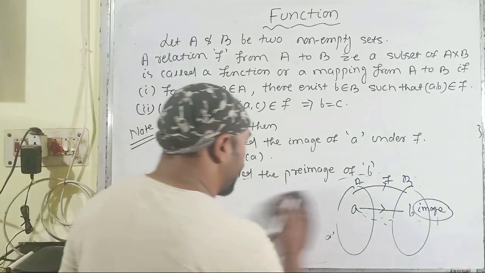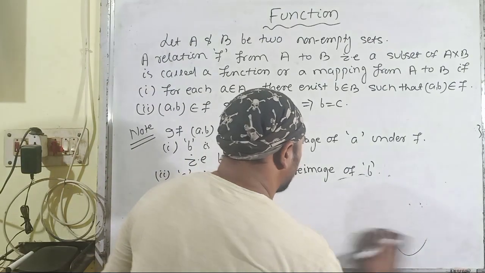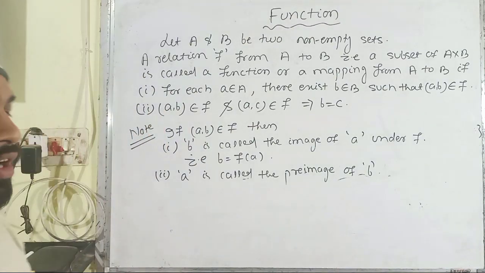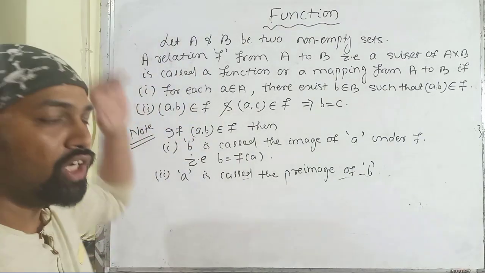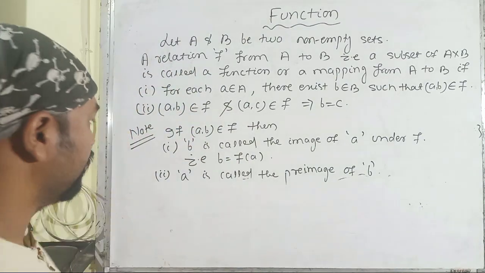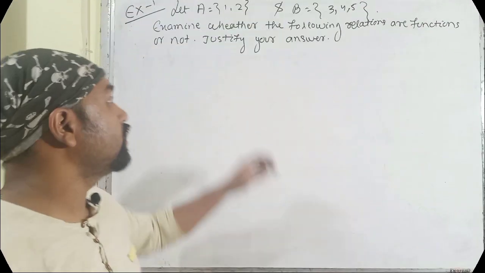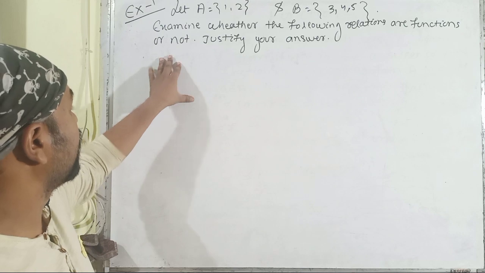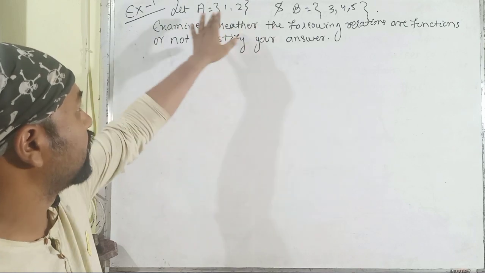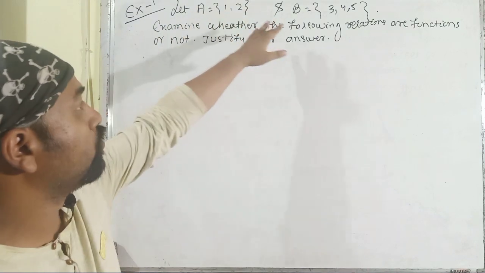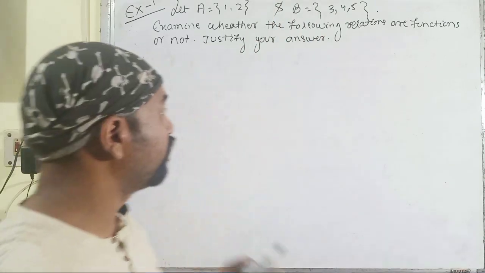Okay, so what are some of the examples that can be possible based upon the function topic? Let us discuss them. Here is example number 1. I have taken two non-empty sets. A is a set containing 2 elements, 1, 2, and B is a set containing 3 elements, 3, 4, 5.